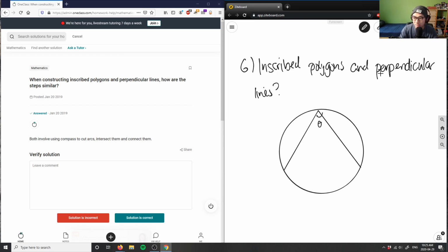Then if I have an angle that's inscribed in a circle, the vertex is at the center of the circle. So again, I have the center of the circle, maybe here. And then I can form my triangle here. This is a polygon, in this case a triangle, inscribed in a circle.